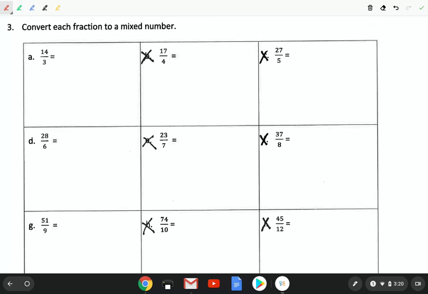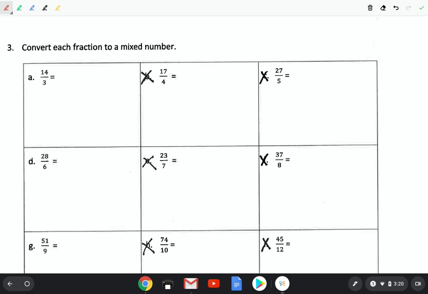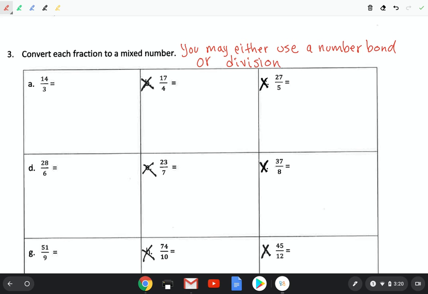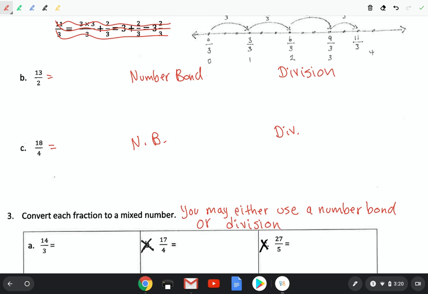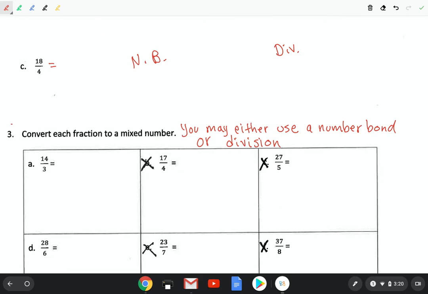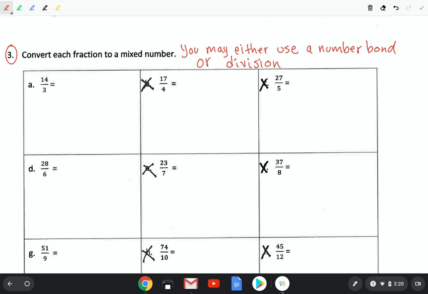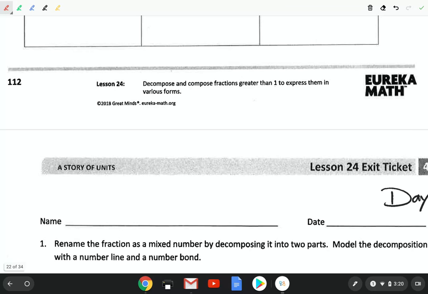For this one I will give you a choice. You may use a number bond or division. So for this one you choose. For the others, I do want you to practice doing both. So please do both. But when you get to 3, you get to choose: number bond or only division.